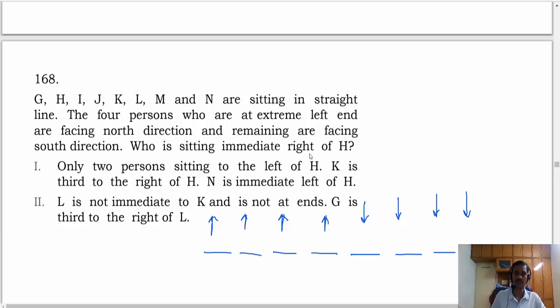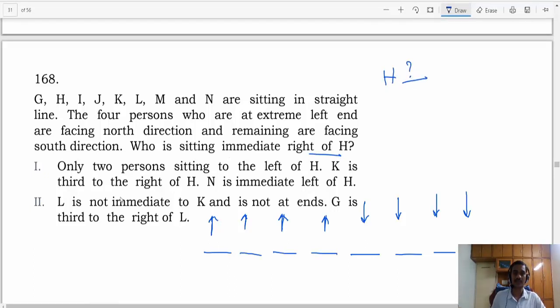Then who is sitting to the immediate right of H? Who is at the immediate right-hand side of H? Only 2 persons are sitting to the left of H, so H can be here. Or what is the other possibility? 1, 2, 3, 4, 5, 6, 7, 8. H can be here. Only 2 persons are to the left-hand side of H. K is third to the right of H. Here 1, 2, 3, K is seated third to the right of H.